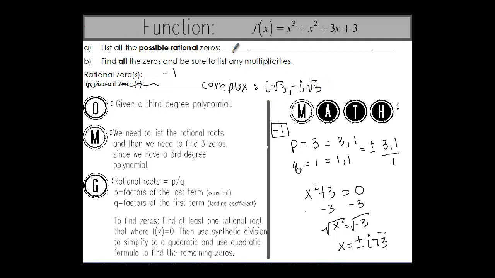And then up here when it said list, we can put our list, which was plus or minus 3 and 1. So now that we have our list, we have 1 rational zero and 2 complex zeros. We have a total of 3, so we know we've accomplished our mission of finding 3 zeros.